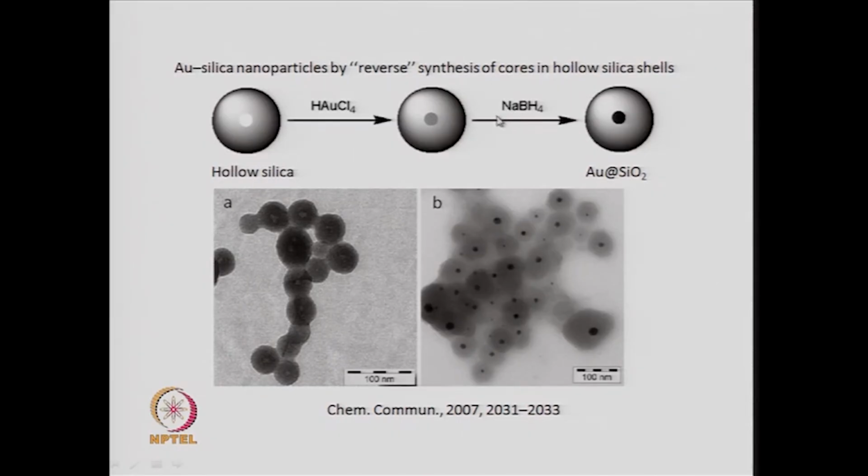Sodium borohydride is a reducing agent, and it will reduce the gold ions which are inside to form gold particles. So, you will get gold which is encapsulated in silica. This is the picture, you can see the hollow silica, and this is gold inside silica. These dark spots here are gold in silica, made from hollow silica by reduction with sodium borohydride. So, this is a very good example of a gold silica core shell structure being synthesized from hollow shells of silica.